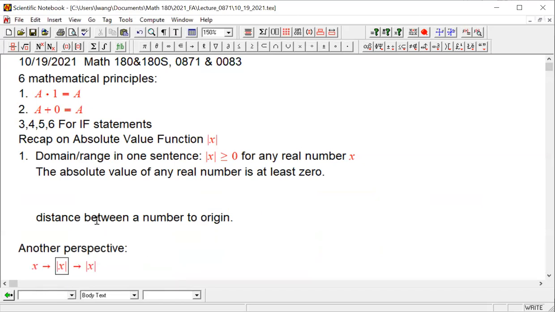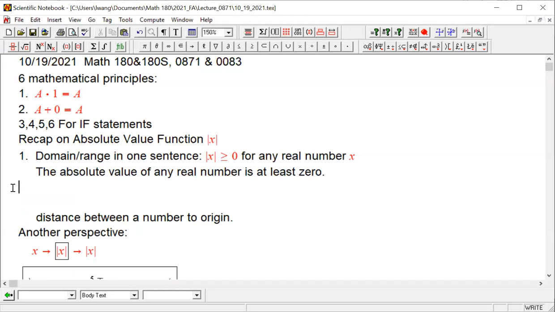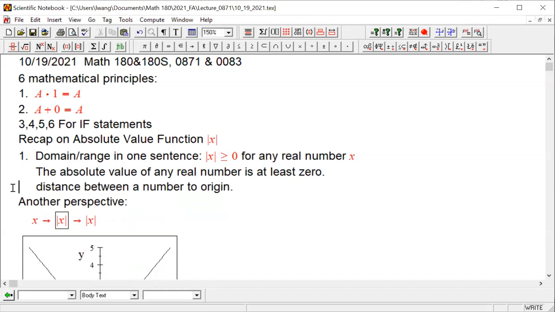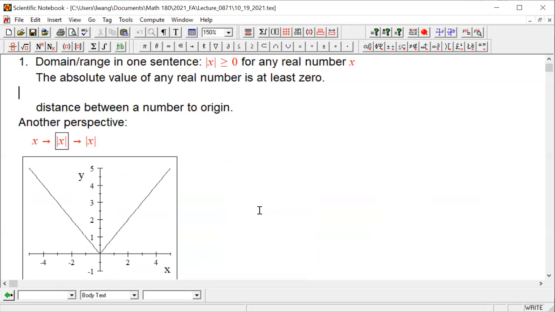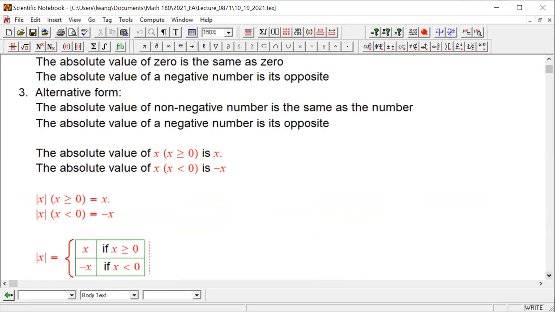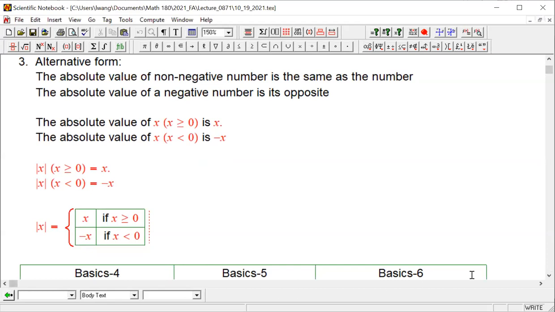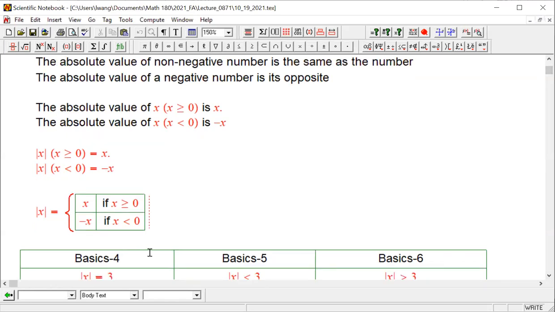Is that enough review? Do you guys have any questions? Yeah? No? Okay. With that said and done, I want you guys to look at the basic 456. Yesterday, during our overview, we talked about these 3 types. They are all in the category of if statements. What does that mean?